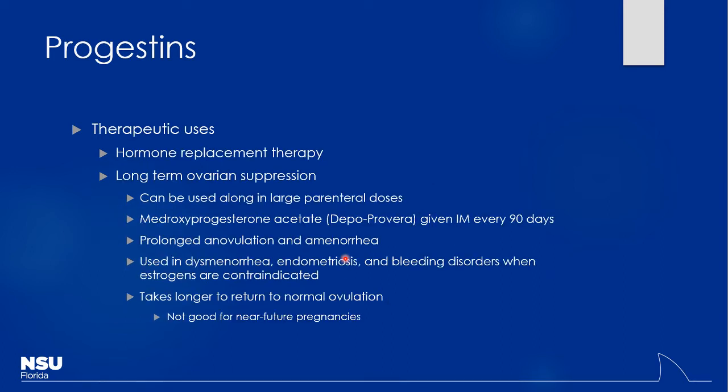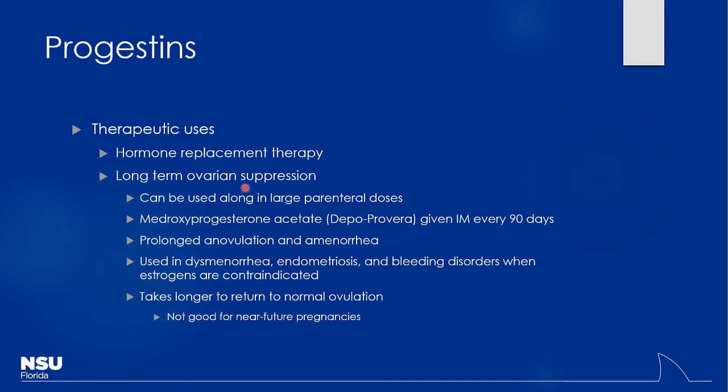So how do we use these? We can use them in combination with estrogen for hormonal replacement therapy for patients that still have an intact uterus. We can also use it for ovarian suppression. This is something we'll find used for contraception, or if they're having things like dysmenorrhea or abnormal bleeding, this can also be useful.